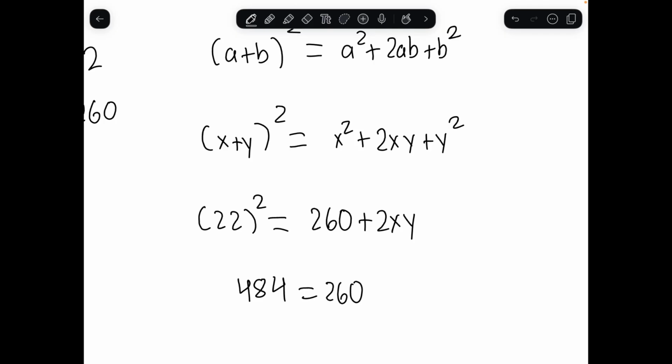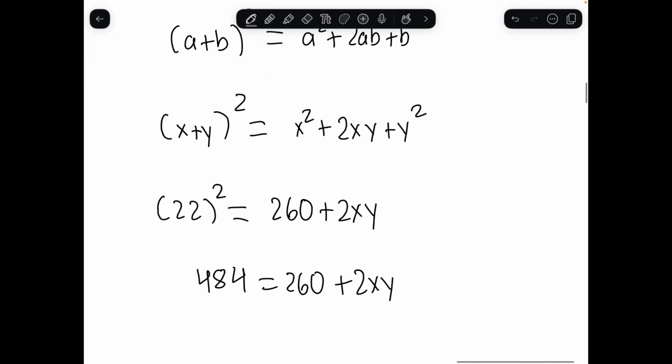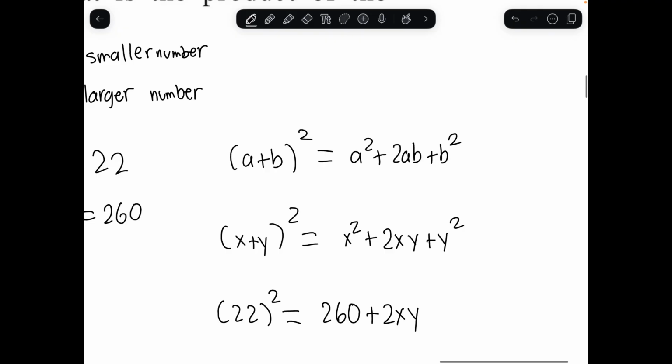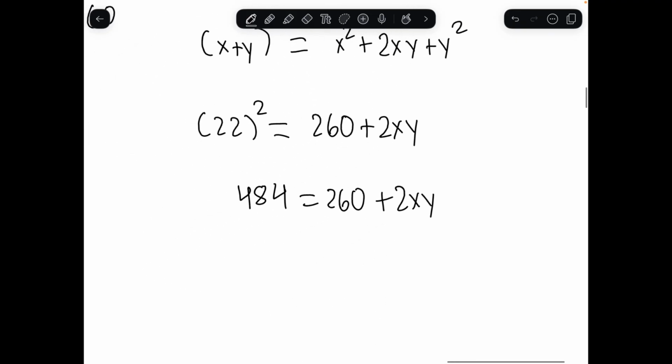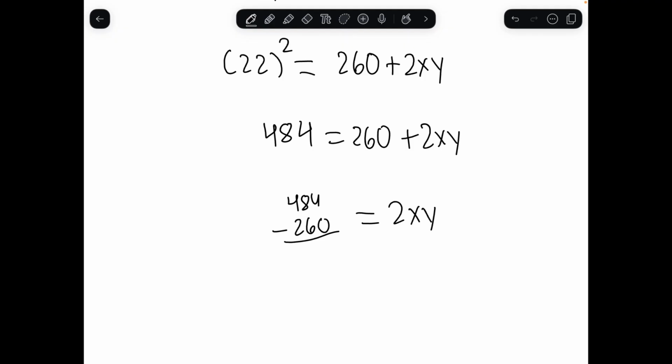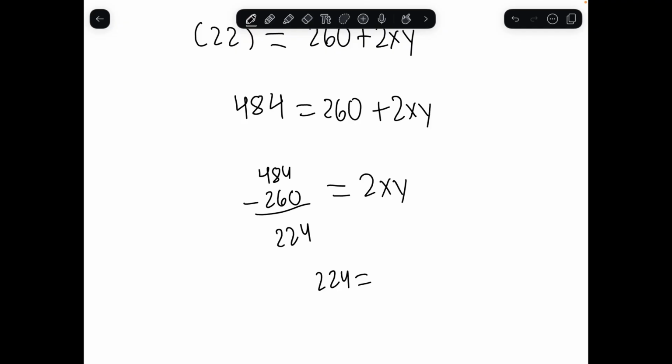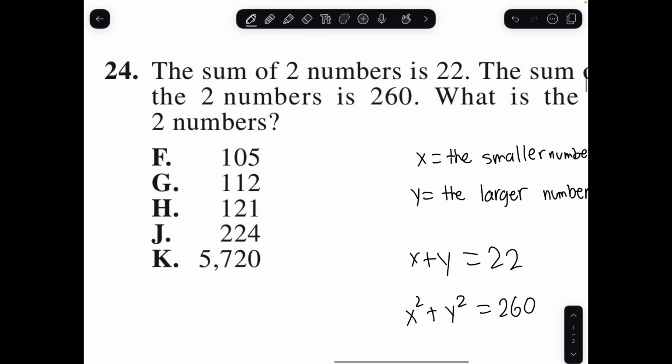equals 260 plus 2xy. And then realize xy is the product of your two numbers, x times y, right? So now all you have to do is just solve for xy. So 484 minus 260 equals 2xy. And 484 minus 260 is 224. So 224 equals 2xy. Divide by 2, divide by 2. You get xy equals 112, which matches answer choice G.